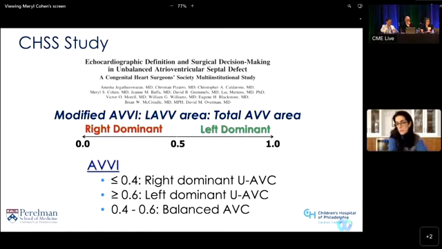Since then, we have modified the AV valve index through the Congenital Heart Surgeon Society, which did a large multi-institutional cohort study. And we determined that the ratio was better if we did the left AV valve over the total AV valve. It led to less enhancement of the extremes. And so we decided that an AVVI less than 0.4 was the right dominant form of the disease, more than 0.6 was left dominant form, and in between 0.4 and 0.6 was balanced.